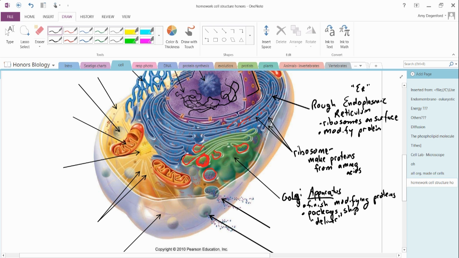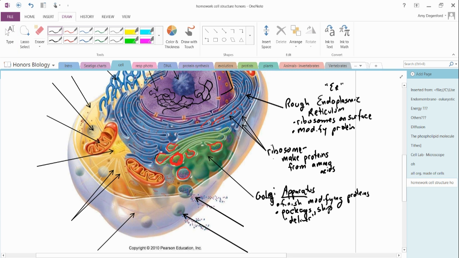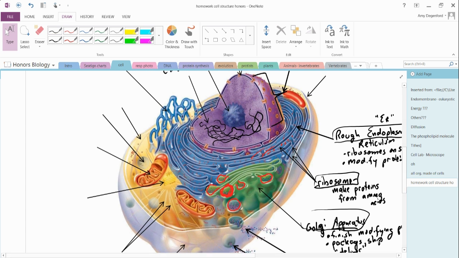Now, what we want to look at tomorrow is what is the big deal about all of these things. So real quickly, let's take a look at what we've done. We've done ribosomes, which make the proteins, rough ER, which modifies the proteins, and then we have the Golgi apparatus that finishes them and then packages and ships them. So this is pretty interesting. We've got all of these different organelles that are part of this protein factory.